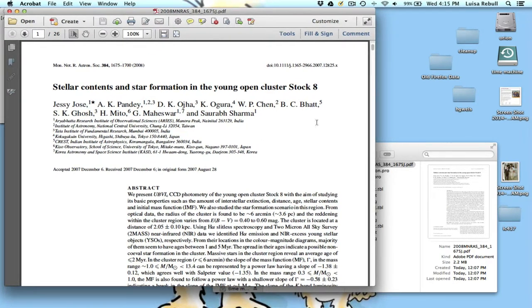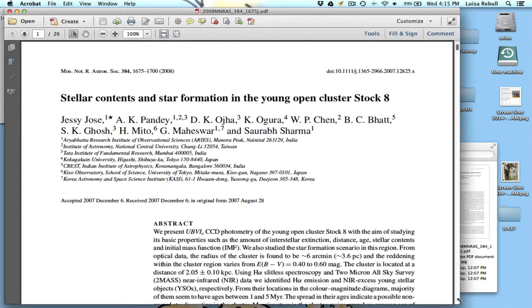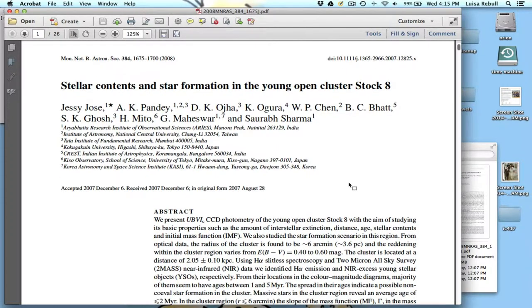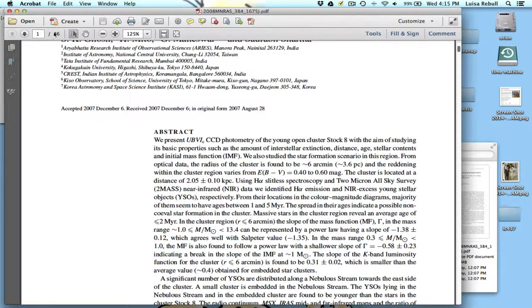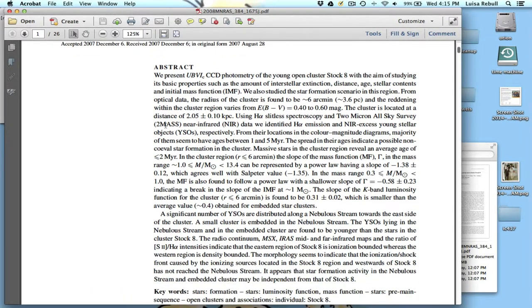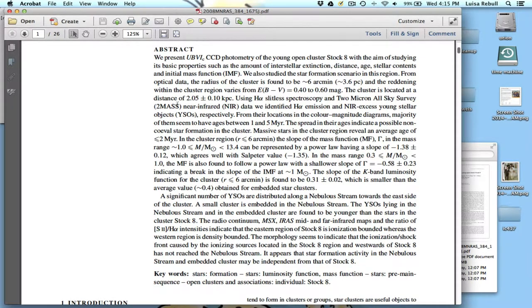There's a PDF copy of this Jose, I'm assuming that's how you say it, Jose et al. 2008 paper. So what I'm expecting you to do is not read all 26 pages very closely, because not all 26 pages are relevant to us, nor will they make sense. So the kind of reading I'm expecting you to do this week is to say, okay, the very first words of this article are, we present UBVRI CCD photometry of this open cluster.